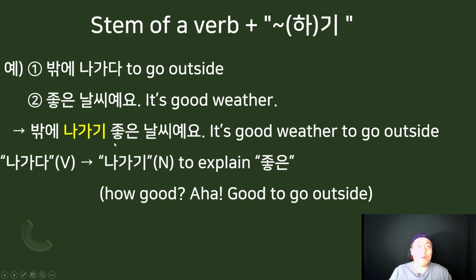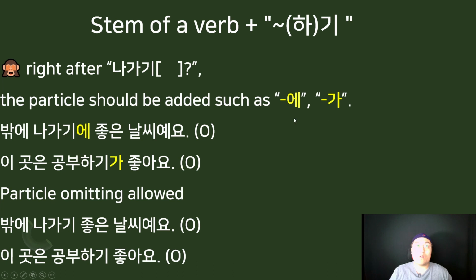Got it? But note that right after 나가기, a particle should be added, such as 에 or 가. So this is a rule. 밖에 나가기에 좋은 날씨예요. That is correct. Actually, that is the original answer. 밖에 나가기에 좋은 날씨예요. And 이곳은 공부하기가 좋아요. If you look at these sentences, you can see the 에 and 가 right after 나가기, 공부하기. Okay, so what is the difference between them?